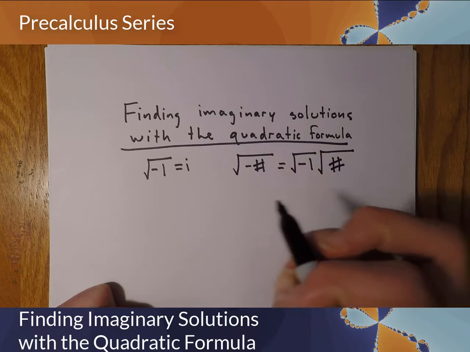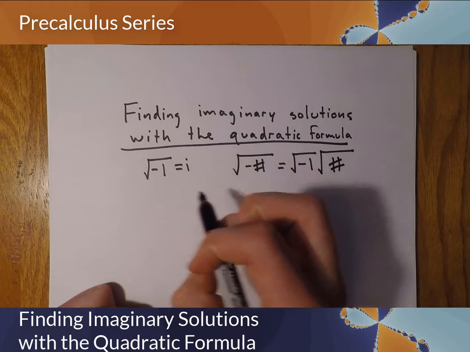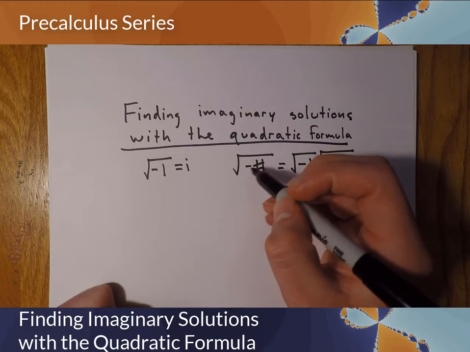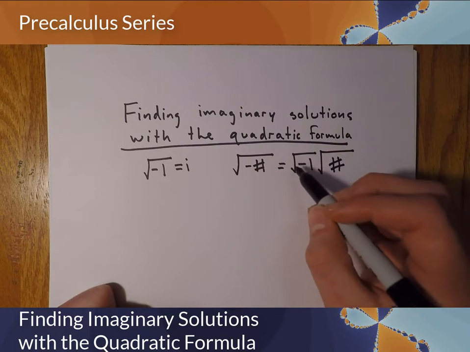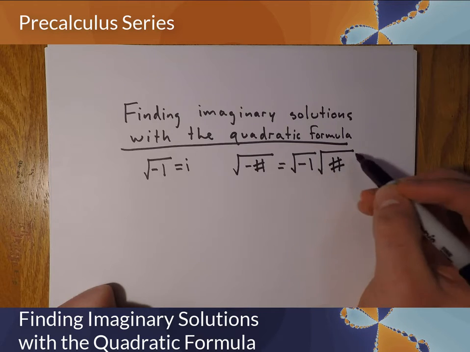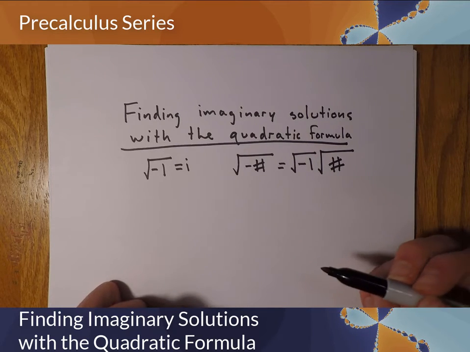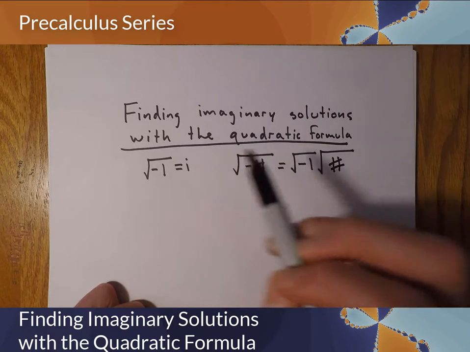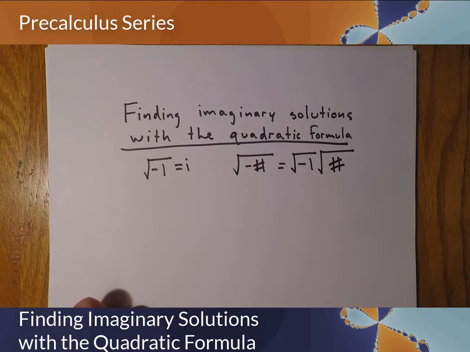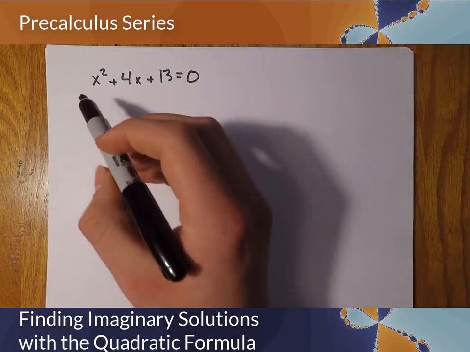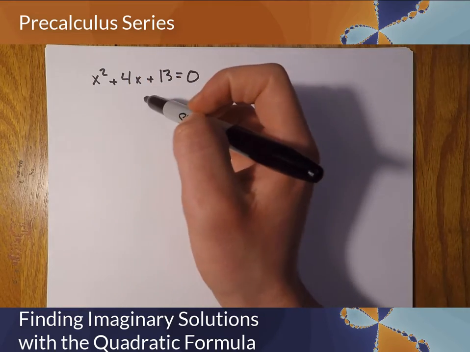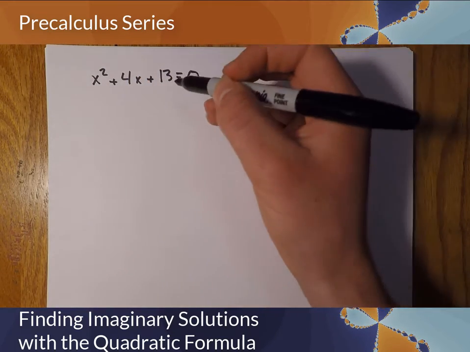Alright, so now that we know how to rewrite negative numbers underneath radicals as the square root of -1 times the square root of that number, we're going to do a series of examples to show how to find imaginary solutions with the quadratic formula. So let's get started. Alright, so our first problem is x squared plus 4x plus 13 equals 0.